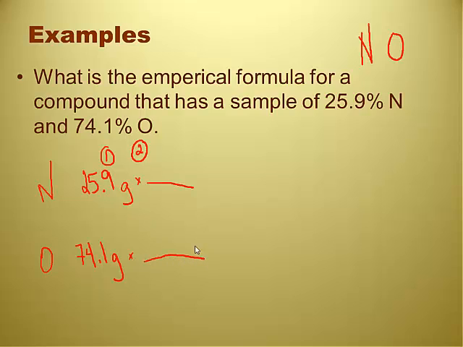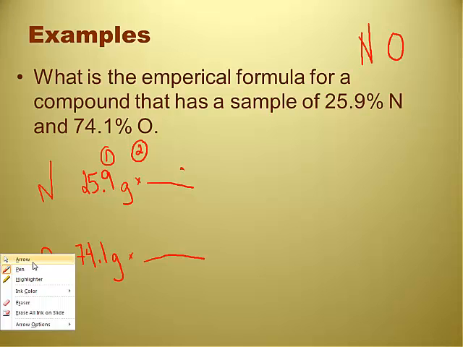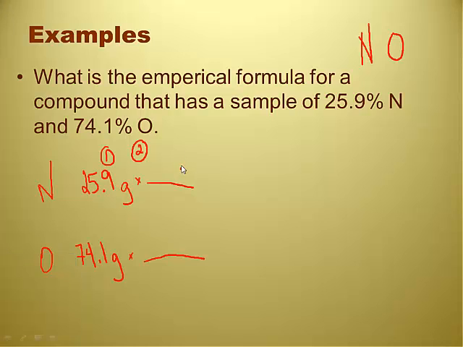So we are going to do a conversion here, from mass to mole. We are going to do a mass to mole conversion, and this is for nitrogen, and this is for oxygen. So it's going to be 14.01 grams for 1 mole of nitrogen, and 1 mole of oxygen is 16.00 grams.